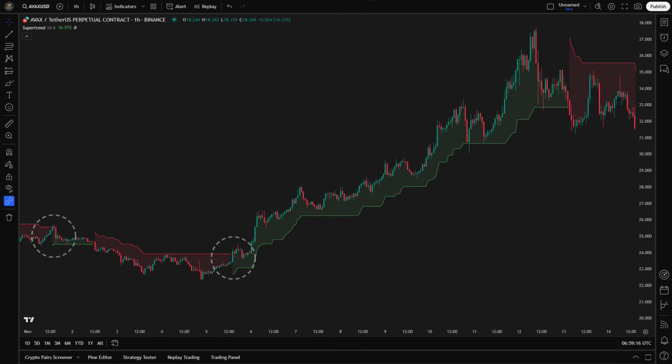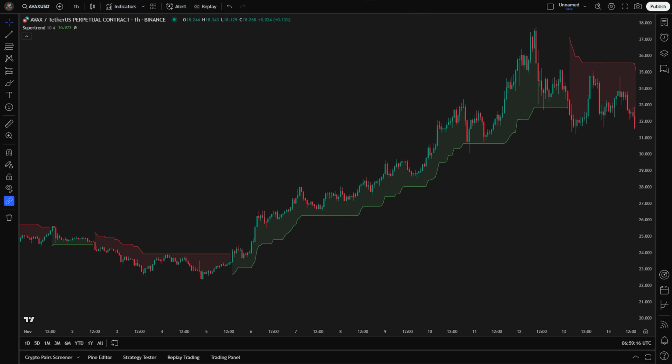When the price closes above the supertrend line, it indicates a potential uptrend, signaling buy opportunities. Conversely, when the price falls below the supertrend line, it suggests a potential downtrend, signaling sell opportunities. What makes the supertrend especially useful is that it not only follows the trend, but also acts as a trailing stop loss, helping manage risk as the price moves.